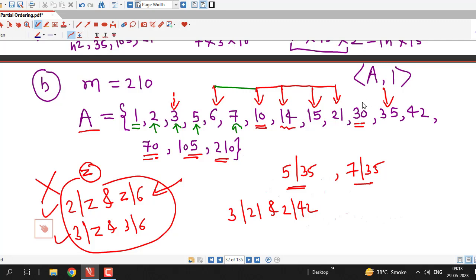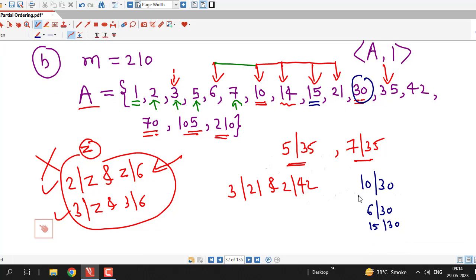So now I have to go for 30. 30 is a cover of which integers? So we can see 10 divides 30. So 30 is a cover of 10. Similarly 6 divides 30 and there is no integer in between. So 30 is a cover of 6 also, and 15 also divides 30. So 30 is a cover of 6, 10 and 15, because 10 divides 30 and there is no integer z in between 10 and 30 such that this happens. Same thing for 6 and 15.